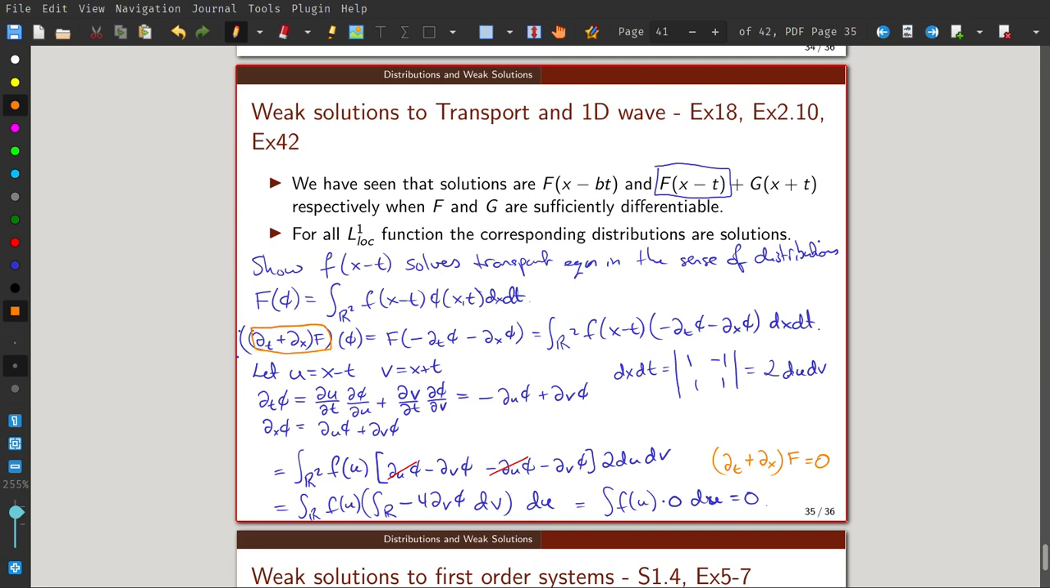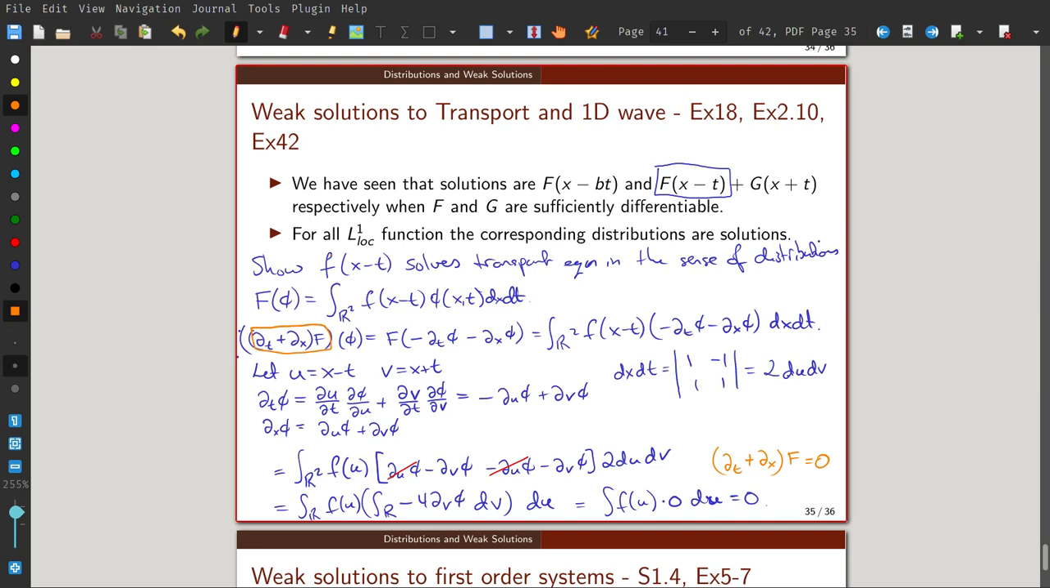So when we say that f is just, say, continuous, or just, say, L1 local, we say that the function solves it in the weak sense because the corresponding distribution solves the problem. And that's what we mean by weak solutions to linear problems.